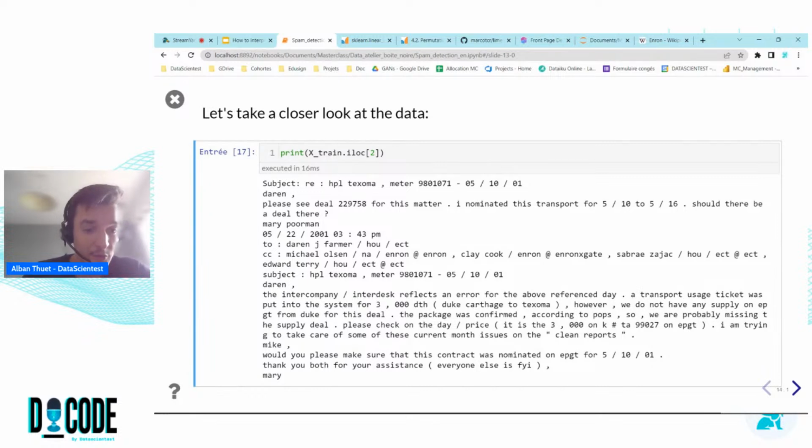HPL, who for Houston, Enron because it's the name of the company, ECT because it's probably some kind of address that they use in the company, Meter, it is something that they use to say that they are going to make some work on one specific place of the pipeline they use to bring gas, etc. And those words are making the model very, very easy to understand whether it's a spam or not.